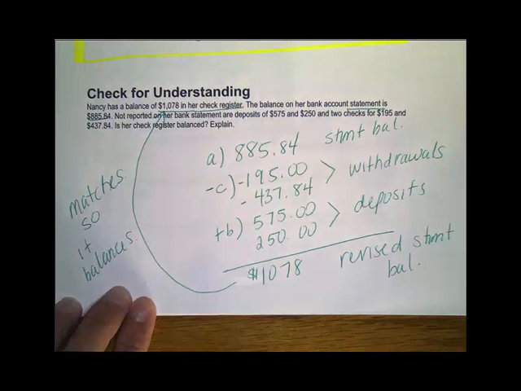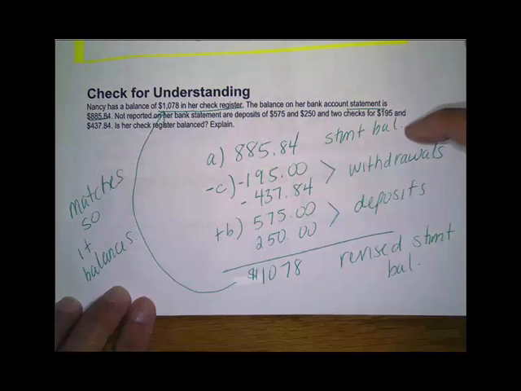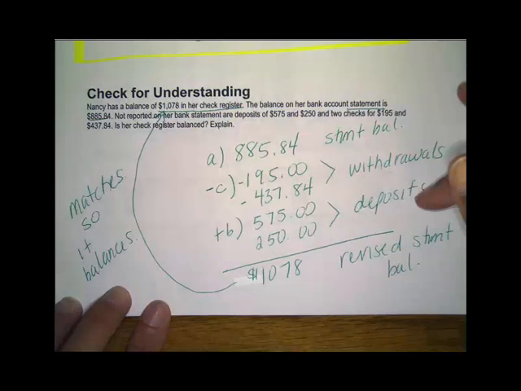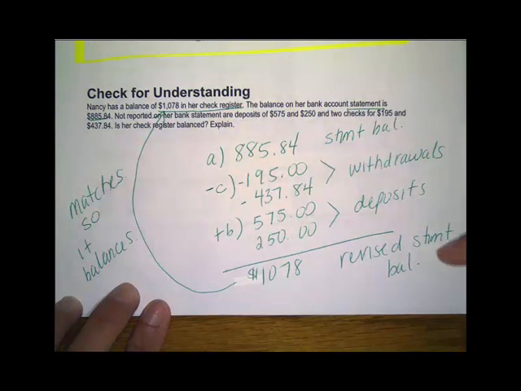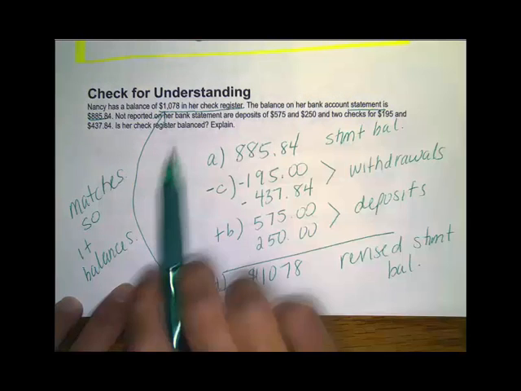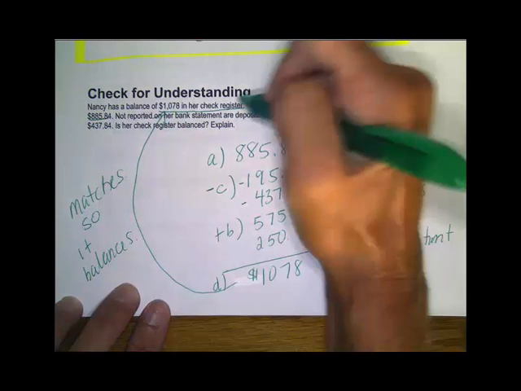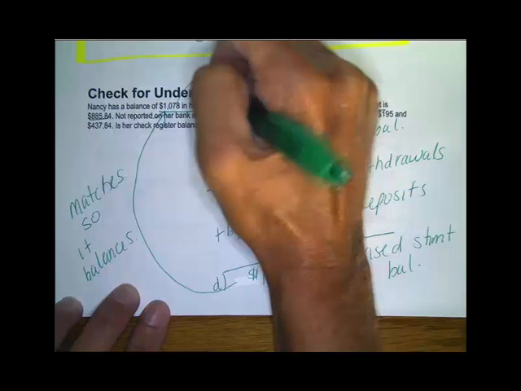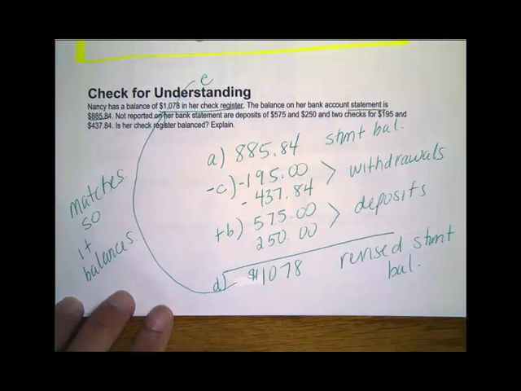Here's your answer to the check for understanding. We took our statement balance, took out withdrawals, added deposits, which gave us our revised statement balance, which was letter D above. And it has to match our check register, and this was letter E above. So we used the same formula, and since D and E are equal, then it balances.